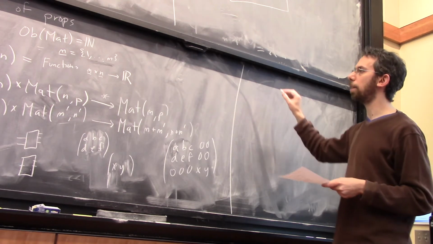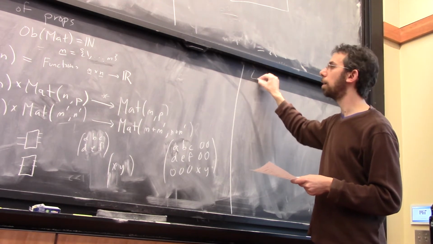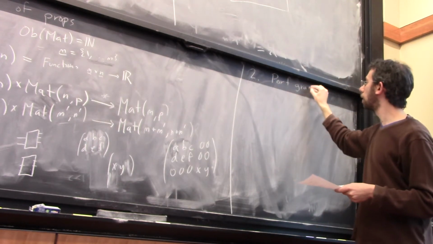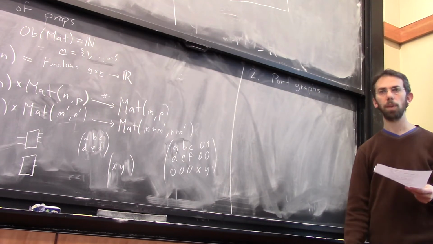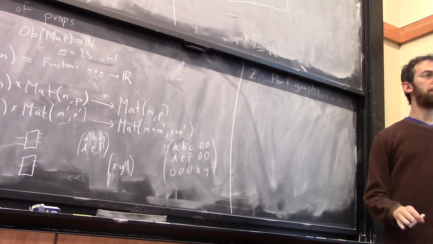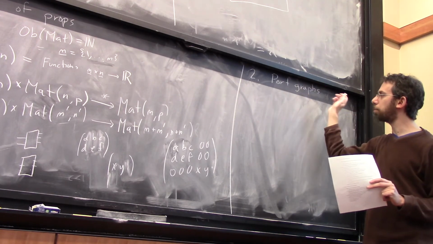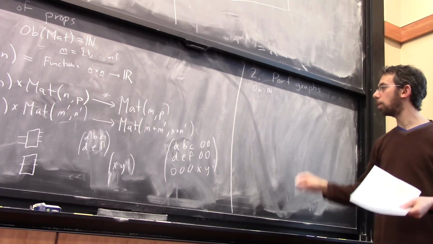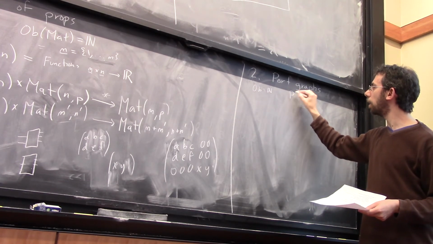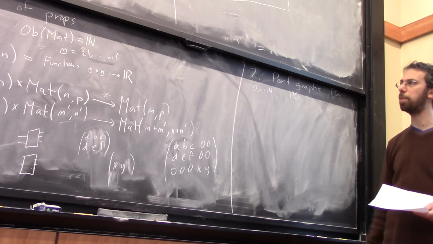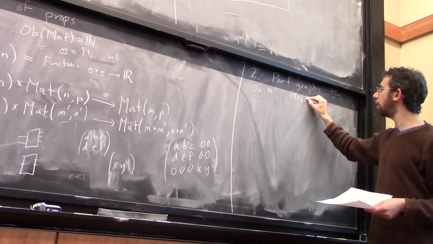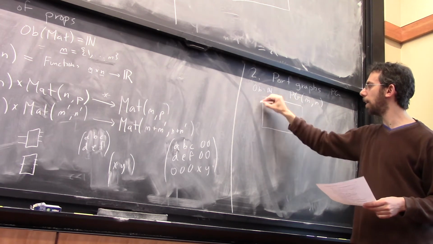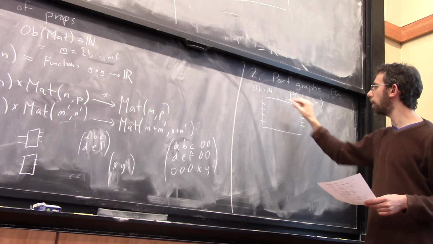Okay. Let me give another example: port graphs. I'm giving an example of props. So in this prop of port graphs, the objects are the natural numbers again. So what is a hom? Let's call it PG, the name of our prop instead of MAT. So what is PG from M to N? Well, the picture is going to be like this. You have M on the left and N on the right.